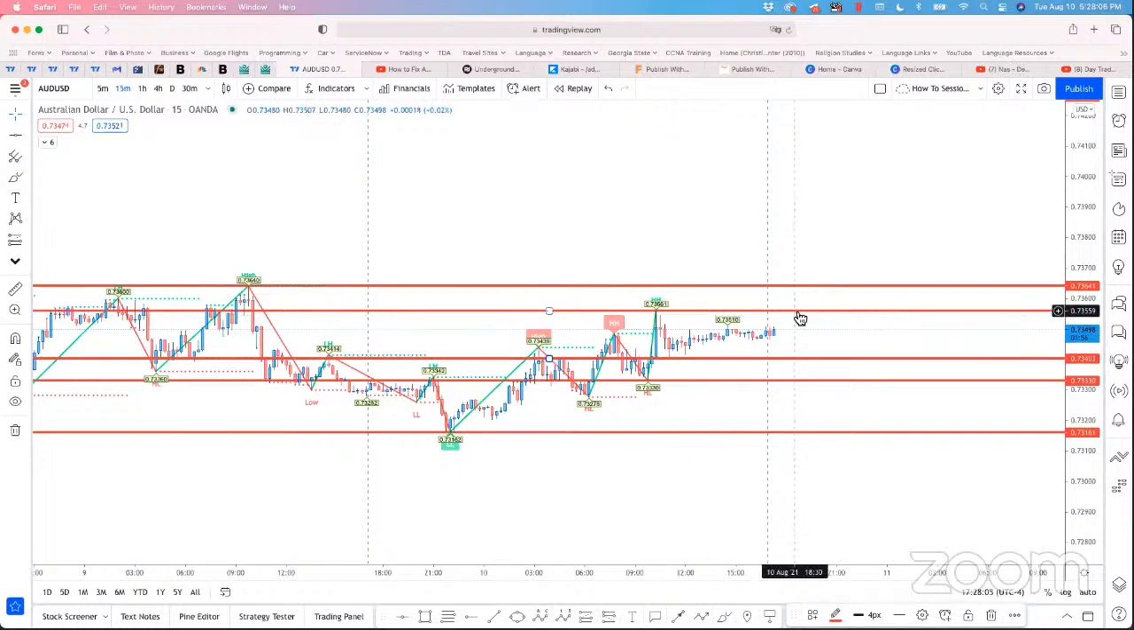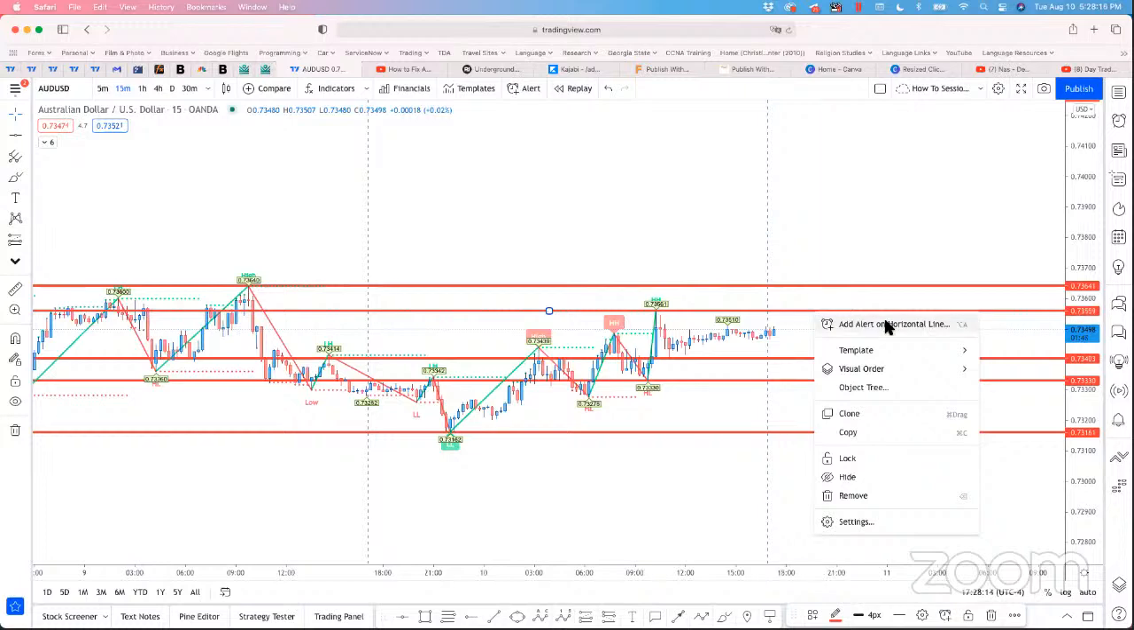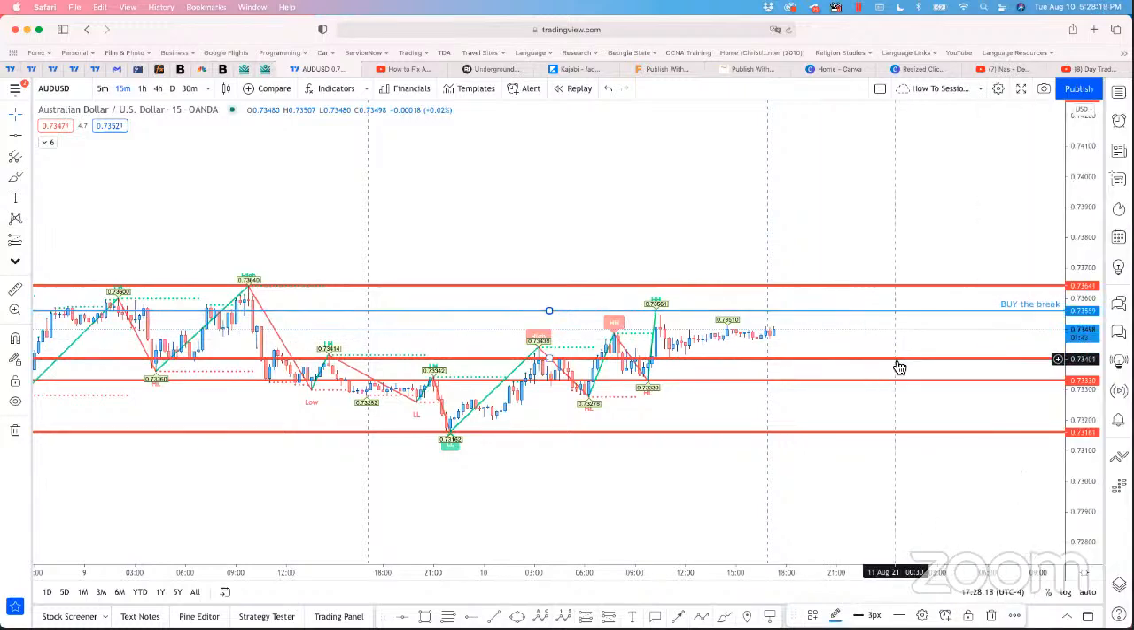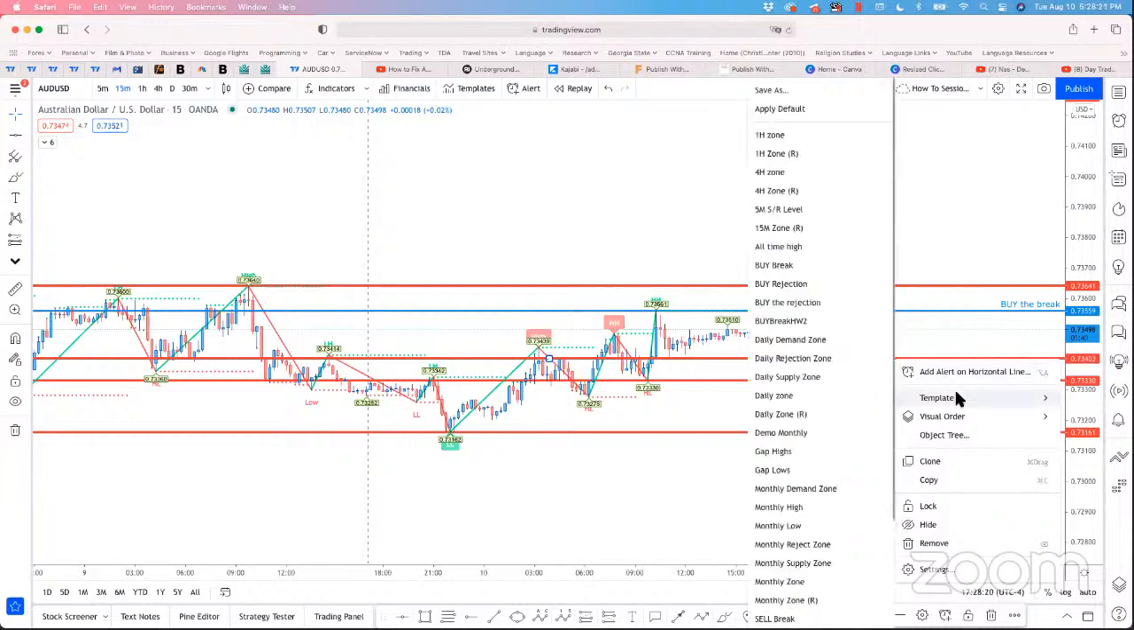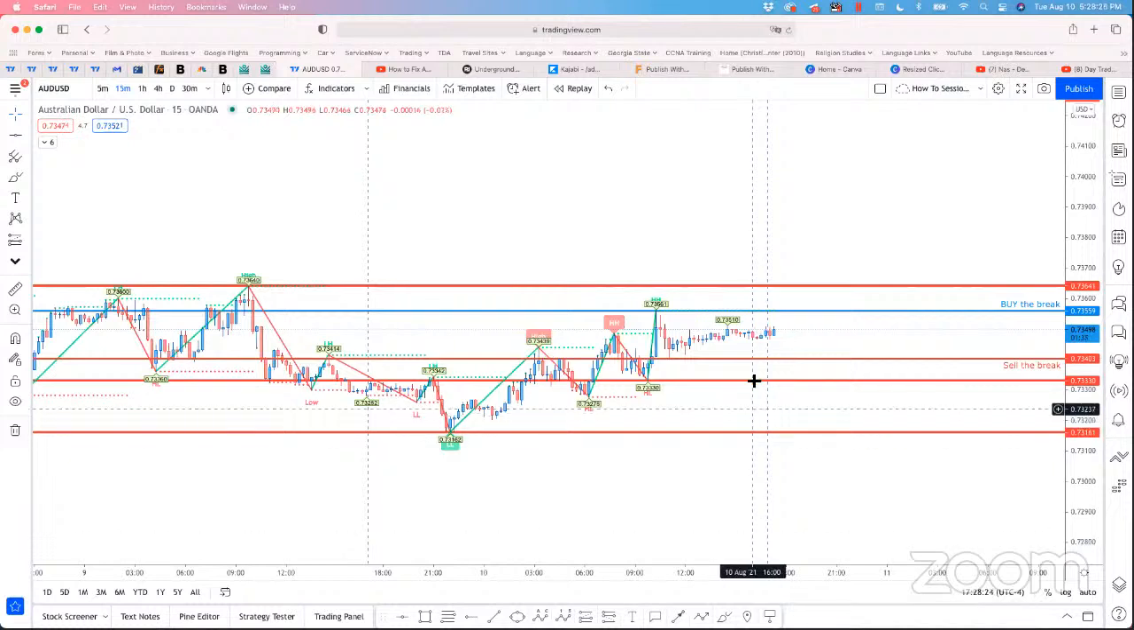And now the logic is we don't want to touch price until it breaks out of one of these areas, right? We're either going to buy above here or we're going to sell below here. And all of these other little areas that we draw up, these are going to be our targets.